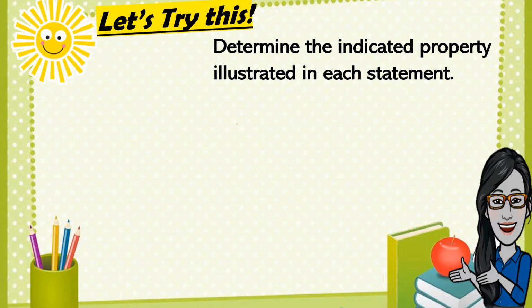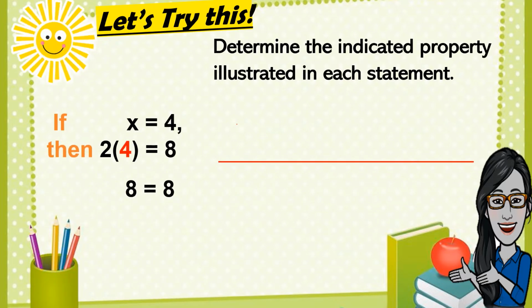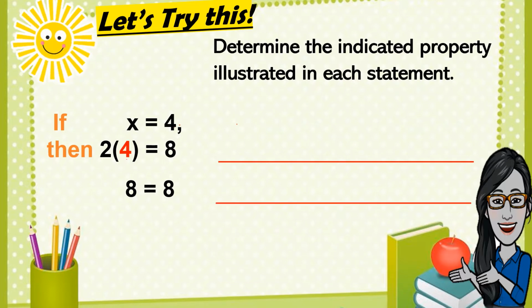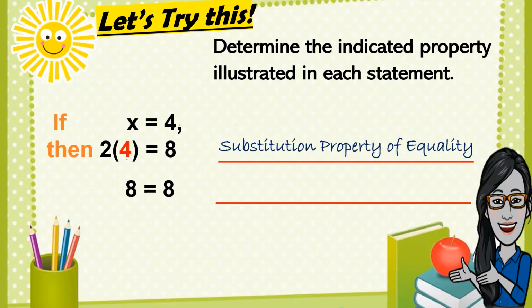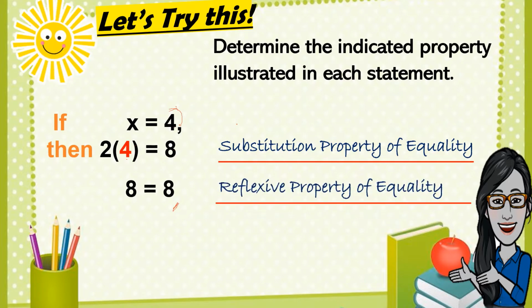Okay, another, we have, if x is equal to 4, then 2 times 4 is equal to 8. Anong property of equality ang ginamit dito? Nakita nyo? If x is equal to 4, si 4 nilagay natin dito. So that is the substitution property of equality. Kasi nag-substitute tayo ng 4 kay x, pinalitan natin. And then for the final answer, 8 is equal to 8. Anong property of equality kaya? Parehong-pareho sila, no? So that is the reflexive property of equality.